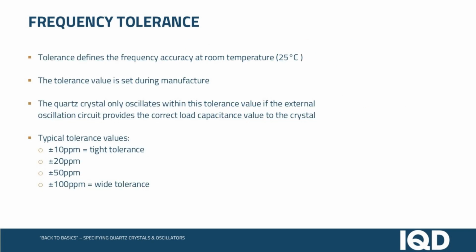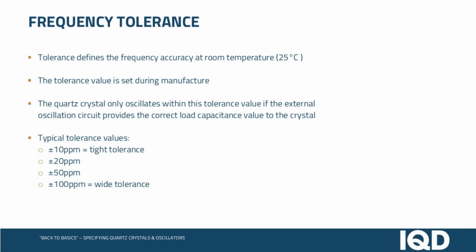So as I said, the frequency tolerance defines the frequency accuracy at room temperature. And this tolerance value is set during manufacture, as I stated previously, by adding or subtracting electrode material. However, the quartz crystal only oscillates within this tolerance value if the external oscillation circuit provides the correct load capacitance value to the crystal. You can see some typical values that you might see for a crystal tolerance.